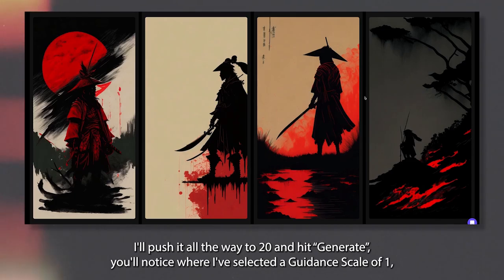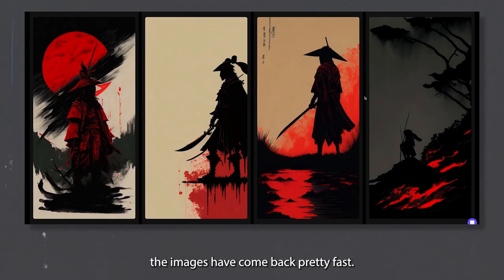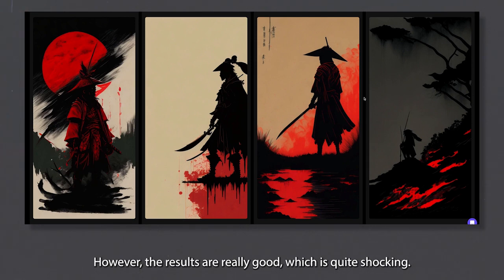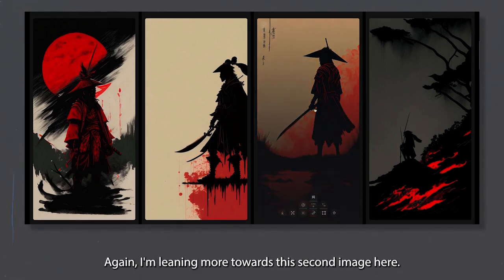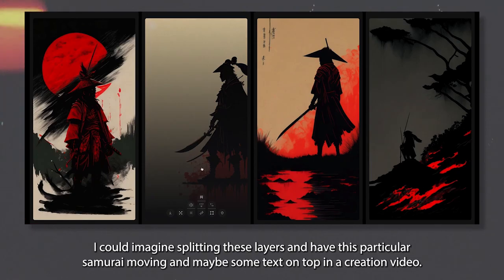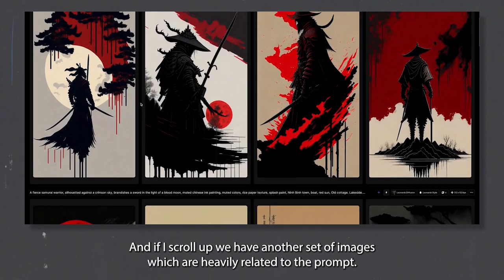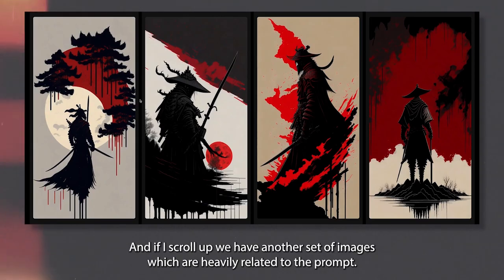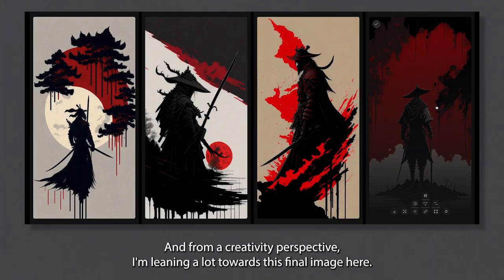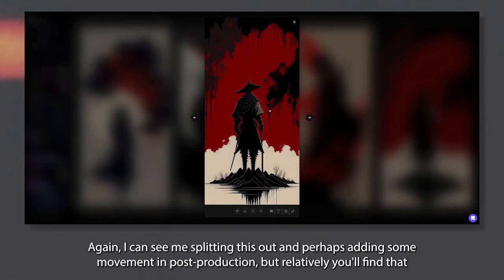You'll notice where I've selected a guidance scale of 1, the images have come back pretty fast. This is simply because there's not much consideration that needs to be taken into account in relation to the prompt itself. However, the results are really good, which is quite shocking. Again, I'm leaning more towards this second image here. I could imagine splitting these layers and having this particular samurai moving and maybe some text on top in a creation video. And if I scroll up, we have another set of images which are heavily related to the prompt. And from a creativity perspective, I'm leaning a lot towards this final image here. Again, I can see me splitting this out and perhaps adding some movement in post-production.